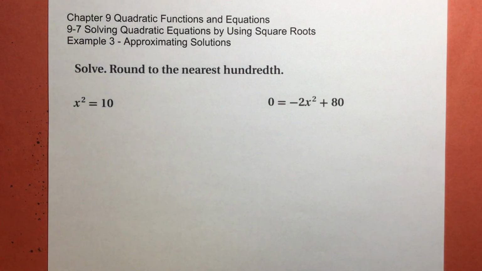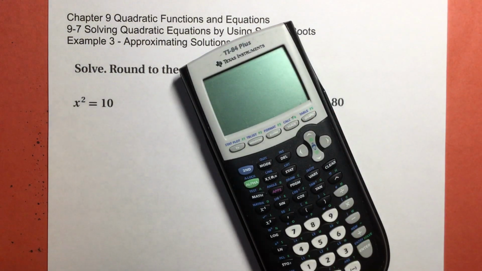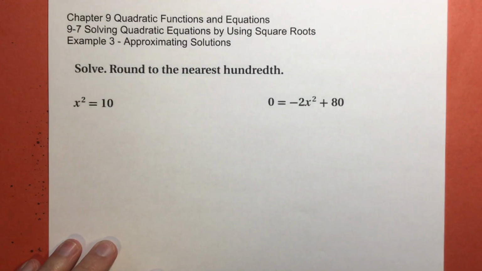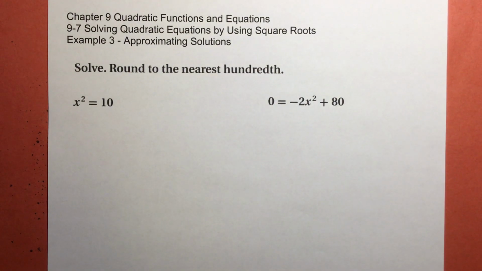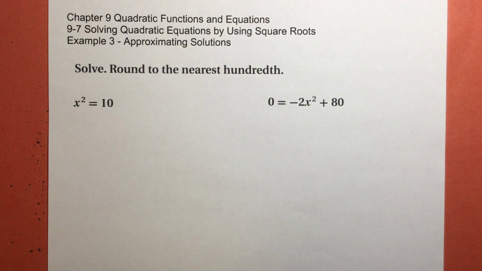And this example number 3, where we're going to approximate solutions, you're going to get to use one of these. And if you don't have one of these, it's okay. You have access to a calculator on your iPad, and I will show you how to do that. I won't show it in the video, I'll show it in class, but also I have a step-by-step guide that I'll put in Schoology for you. Or if you have your own calculator, that's fine. It doesn't have to be one of these. It doesn't have to be a TI-84. It can be the calculator on your phone.